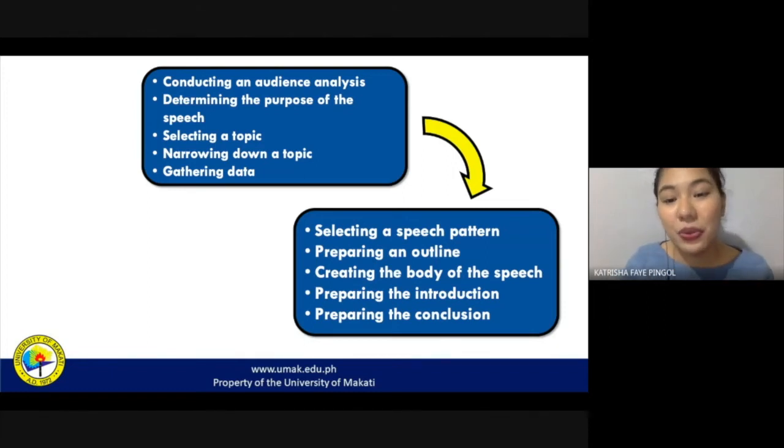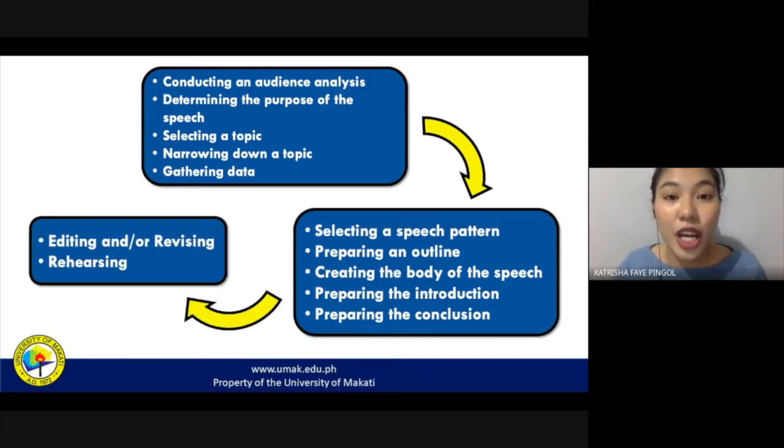So after you have already crafted or written the body of your speech, now it's time for you to prepare your introduction. Make sure that your introduction is aligned to the discussion that you have just written, okay? Similarly, after that, make sure as well that the conclusion is aligned with the body and also with your introduction. That's why the conclusion is the very last part that you could prepare. Obviously, once you are done writing the body of your speech, the introduction and the conclusion, you now have a full-on speech. Your task now is to ensure that the information that you have presented, the way that you have written the speech itself, is accurate and precise.